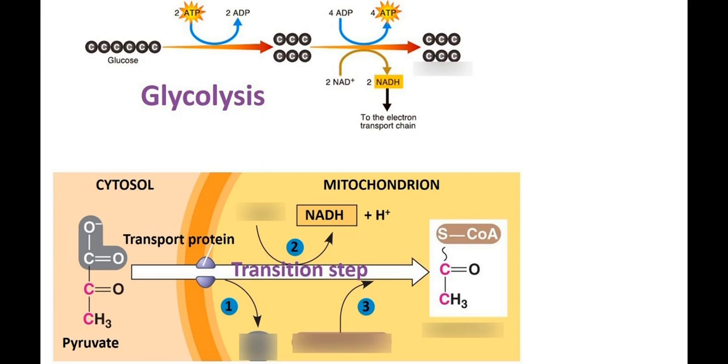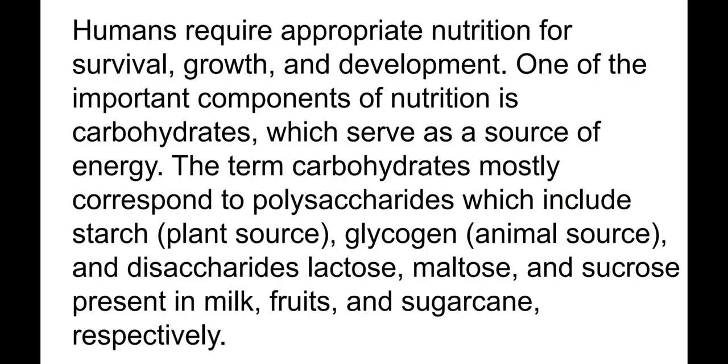Glycolysis happens in the cytoplasm of the cell, but the Krebs cycle happens inside the mitochondrion, in the very center, the so-called matrix of the mitochondrion. And the electron transport chain happens on the inner membrane of the mitochondrion.